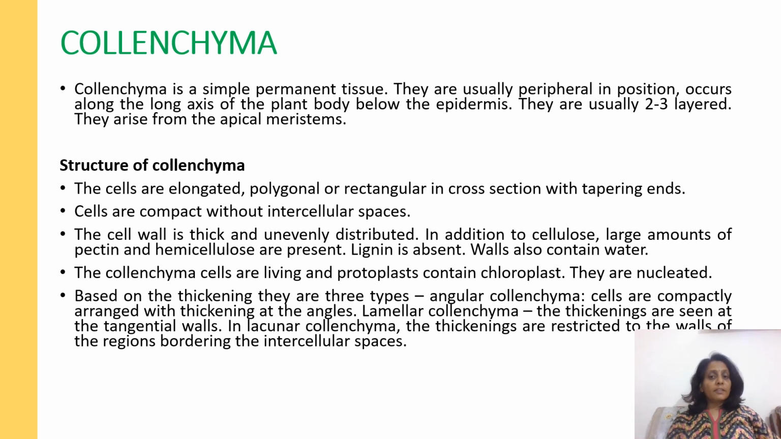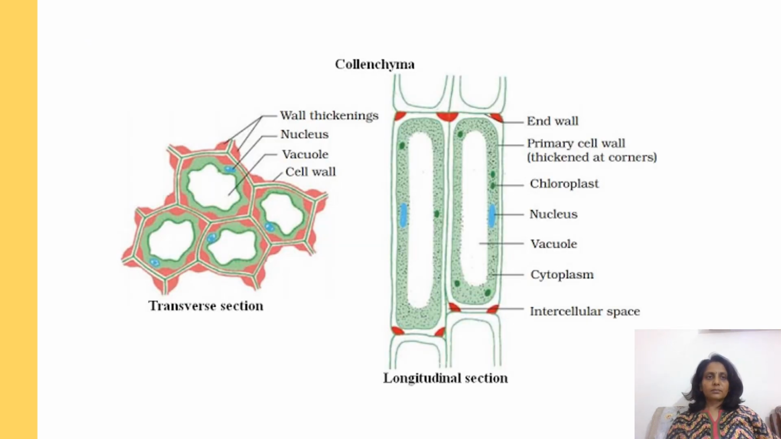The collenchyma cells are living cells and the protoplasts contain chloroplasts. Based on the thickenings found in the collenchyma cells, they can be angular collenchyma, where cells are compactly arranged and thickened at the angles. They could be of the lamellar type, where the thickenings are seen on the tangential walls, while in case of lacunar collenchyma, the thickenings are restricted to the walls of the regions bordering the intercellular spaces. So here is a picture of the collenchyma cells elongated, and you can see the thickenings which are marked in red.